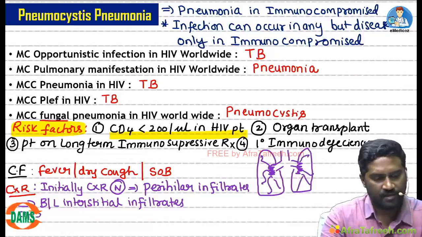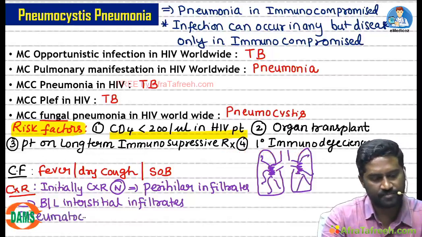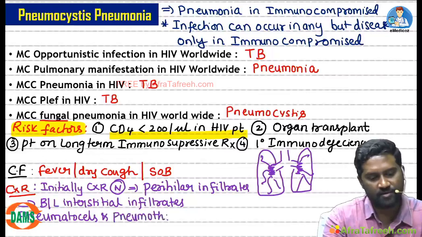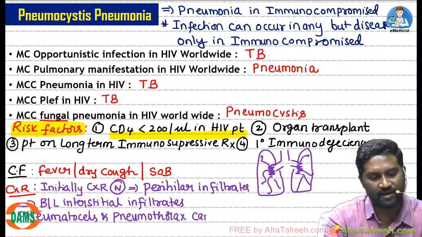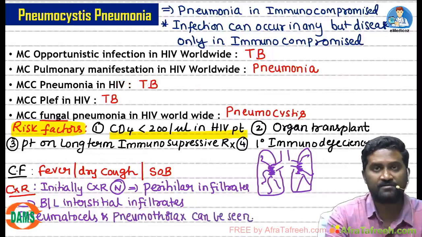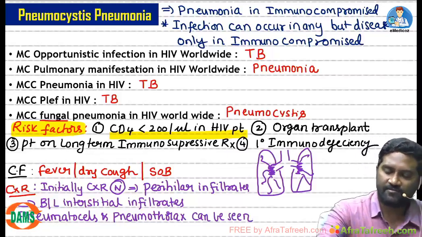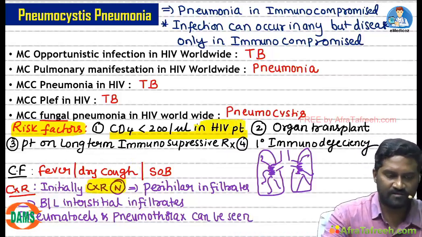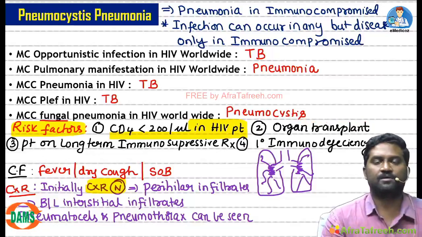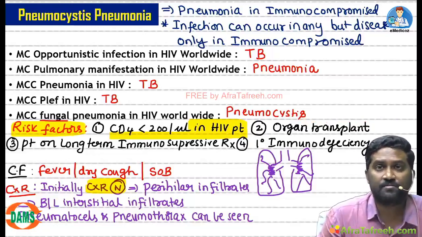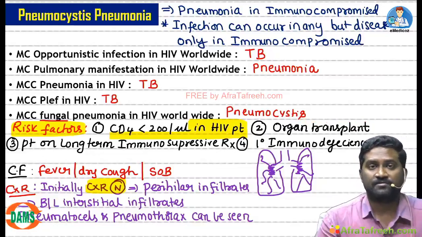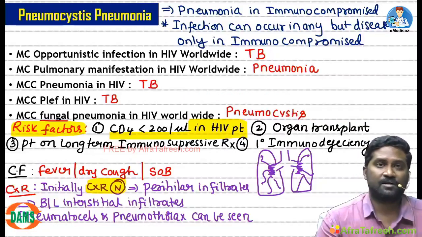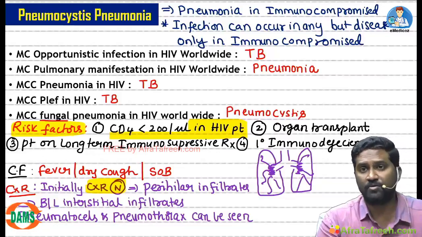Apart from this, pneumatoceles and pneumothorax can be seen. Previously asked question: a normal chest X-ray in an HIV patient can rule out pneumocystis pneumonia. Is it a true statement or false statement? It is a false statement, because initially the chest X-ray can be normal. A normal chest X-ray cannot rule out pneumocystis pneumonia in an HIV patient.